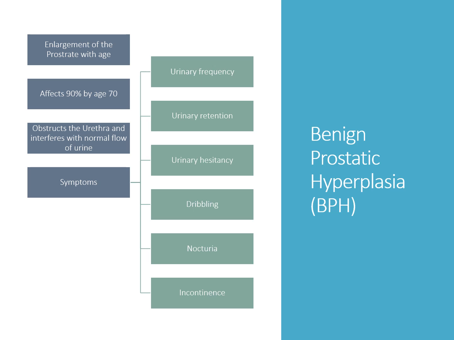Another term you may hear is BPH, which is benign prostatic hyperplasia. It is an enlargement of the prostate that most often occurs with age, with 90% of males being affected by age 70. The enlargement of the prostate obstructs the urethra and interferes with normal flow of urine. The symptoms involve urinary frequency, retention, hesitancy, dribbling, nocturia, and incontinence. Treatment options are available if symptoms become problematic.